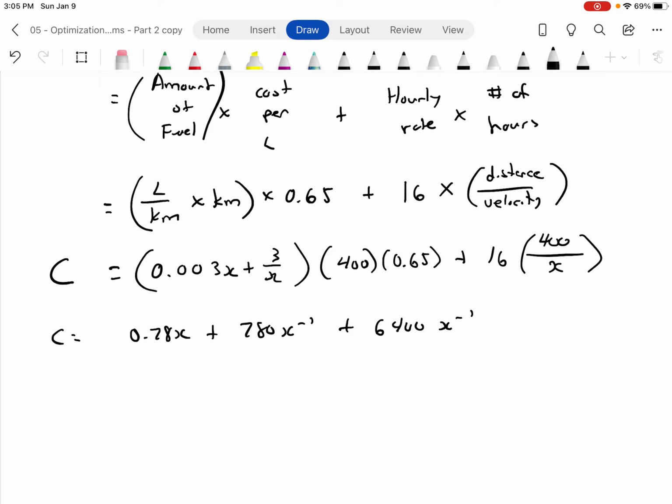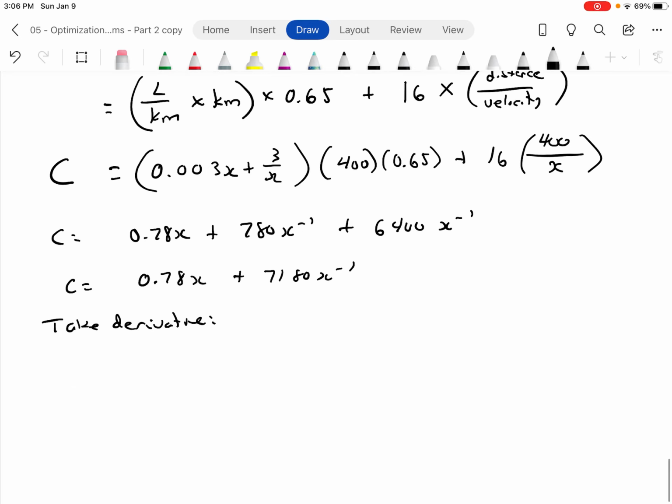I'm getting ready for the derivative there. If you want to write it as 780 over x first and 6400 over x first, that's fine. But this is my final cost equation: 0.78x plus 7180x to the negative 1. That's a good cost equation that I can take the derivative of. So I get C prime equals 0.78. And this is what I was talking about, this one having a much easier derivative than the previous ones. Negative 7180x to the negative 2.